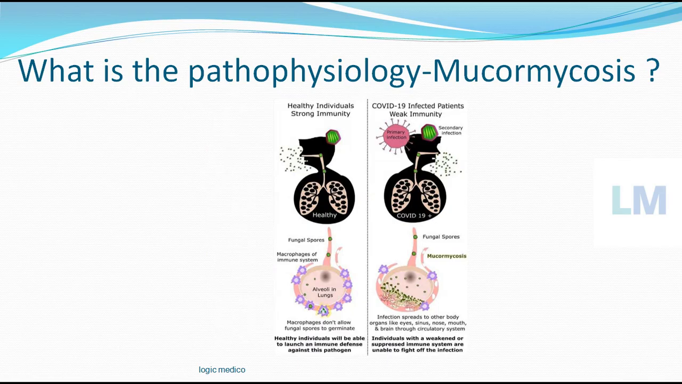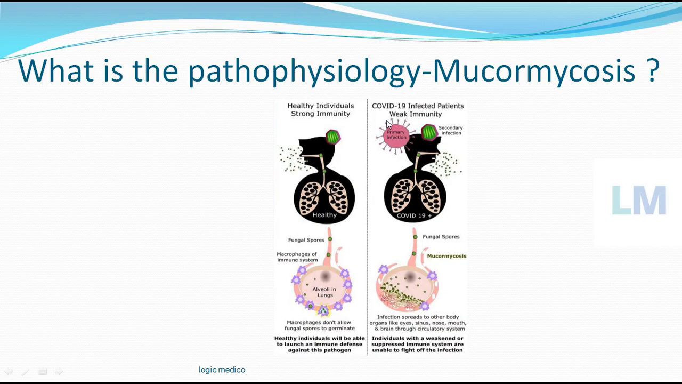This is the interesting part. What is the pathophysiology, or how does mucormycosis result and why in COVID-19 patients? In a healthy individual, we have a strong immunity. So even if the fungus is available in the environment, we inhale it. The fungal spore reaches the lungs. In the lungs we have the alveolar macrophages. These macrophages will phagocytize, or eat up, these spores and they are destroyed. So we have a strong immune system which can destroy the fungal spore even if we inhale this.